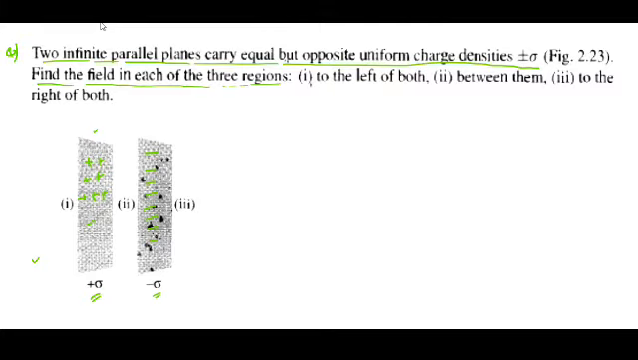The first one is the left of both, that is here, left of both. The second one is between them, in between these two plates, and the third region is to the right of both. Okay, this is the question. To solve this problem, very simply, I will redraw this figure like this one. This is plus sigma, the positively charged plate. This is the negatively charged plate.